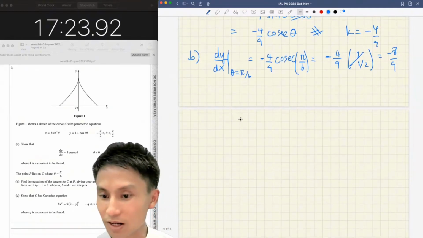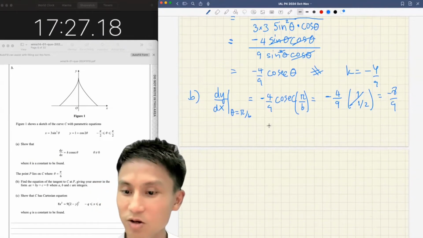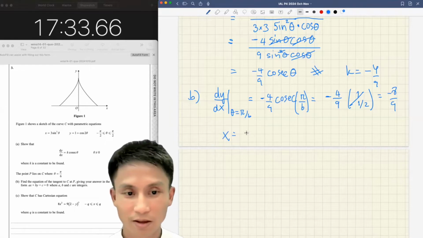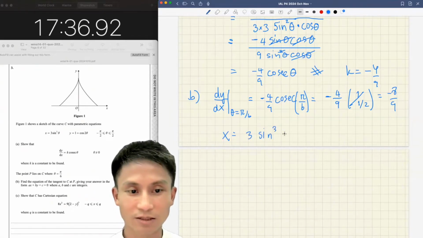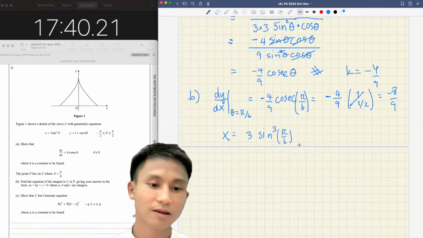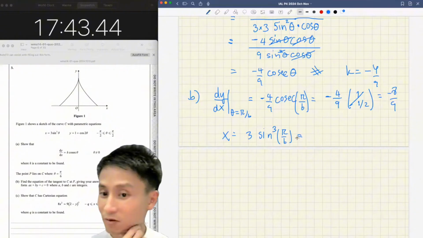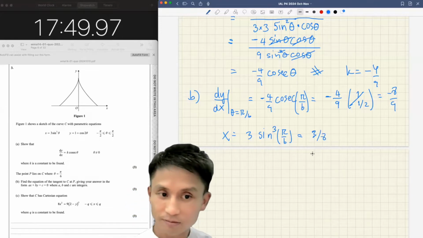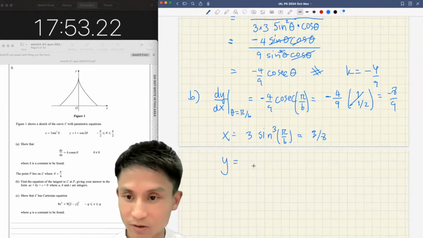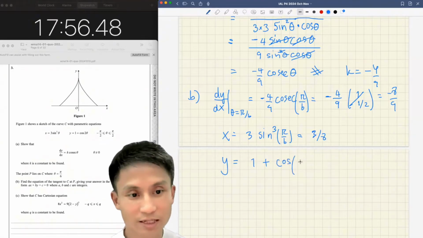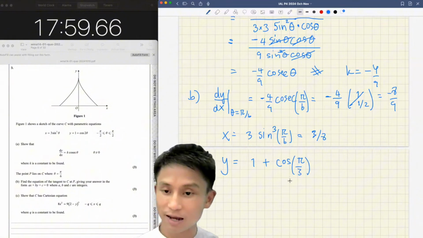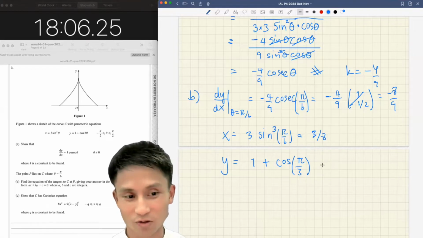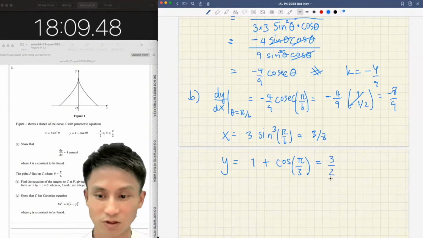Now we already got the gradient here, so the next thing we do is get the x and the y at this theta equals pi over 6. So x is equal to 3 sine cubed of pi over 6 here. And that's going to be what? Again, sine pi over 6 is 1 over 2. So 1 over 2 cubed is 1 over 8. So that's 3 over 8, yeah? Okay. And y at pi over 6 is 1 plus cos of 2 theta. So that's pi over 3 because we have to multiply pi over 6 by 2. Cos pi over 3 is also cos 60 degrees, which is equal to 1 over 2. So adding with 1, we get 3 over 2.